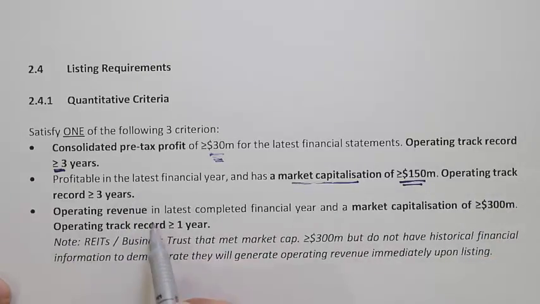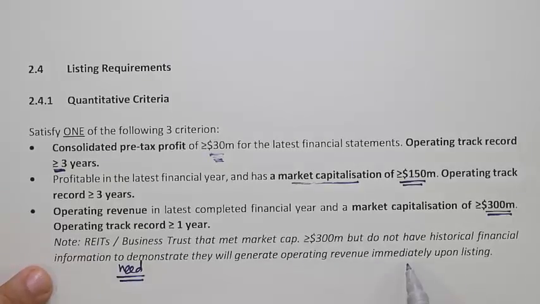Or operating revenue in the latest completed financial year and a market capitalization of 300 million. It means both the operating revenue and the market capitalization must be more than 300 million, and with an operating track record of more than 1 year. Note that REITs and business trusts that meet the market cap of 300 million but do not have the historical financial information need to demonstrate that they can generate operating revenue immediately upon listing before they are able to list on SGX.